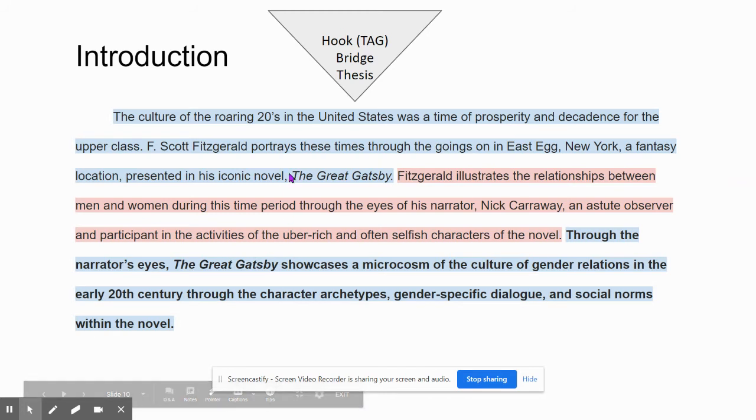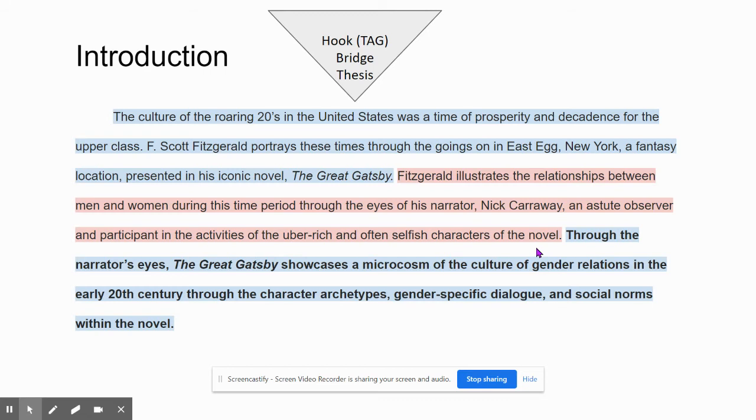I've color-coded it with a topic sentence and concluding sentence, but my concluding sentence is my thesis. And then I have some facts in here that sort of summarize the novel. I would encourage you to pause this and read through this introduction. I have a hook that includes the title, author, and genre, a bridge that provides some background information to my reader about what this novel is about. I don't have to go into great detail.